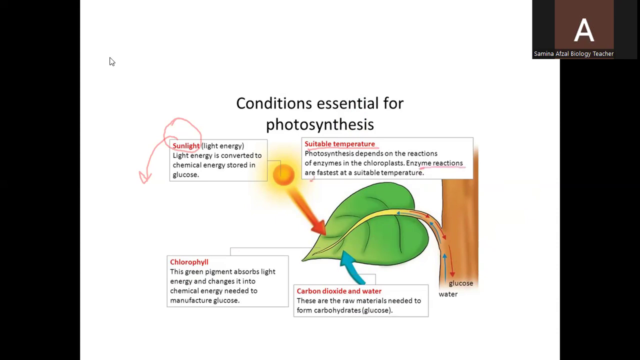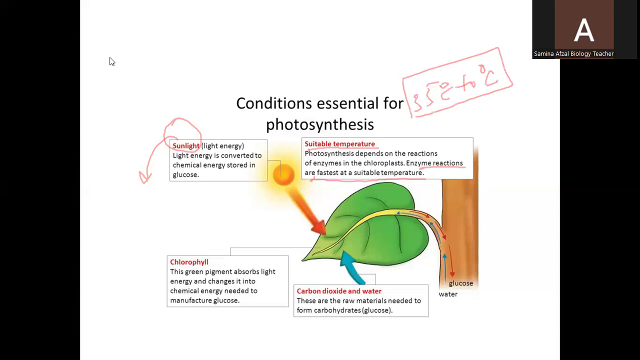Suitable temperature, you know, the photosynthesis depends on the reactions of enzymes in the chloroplast. Enzyme reactions are faster at a suitable temperature. Very low temperature and very high temperature are both very harmful for the plant. So the suitable temperature is between 35 degrees centigrade to 40 degrees centigrade, which is considered as the optimum temperature for enzyme reaction or enzyme activity.